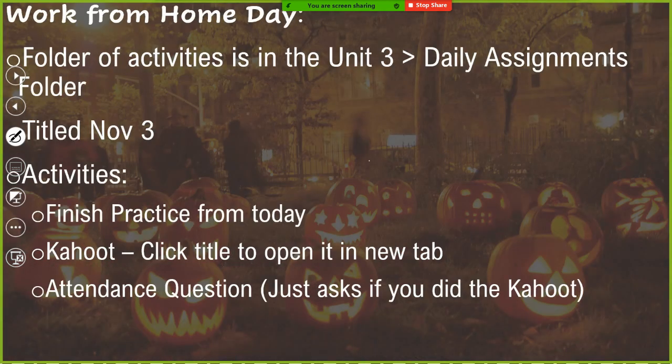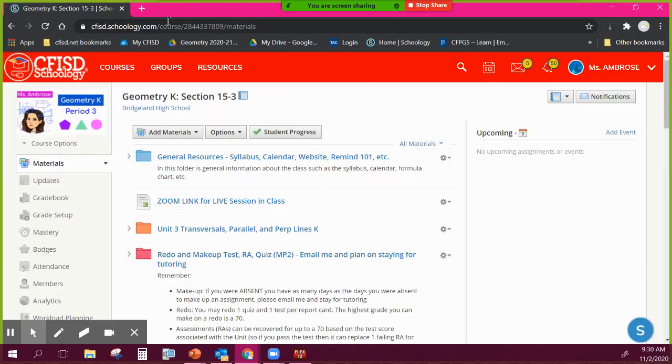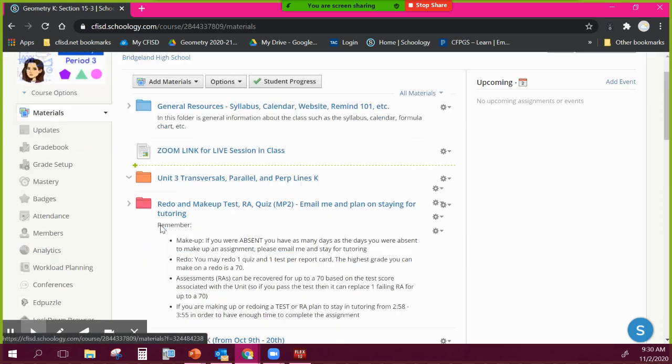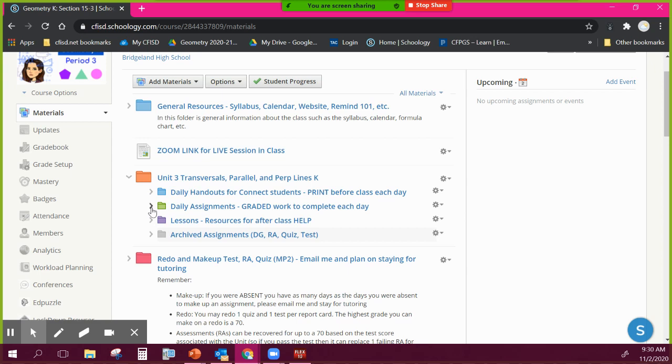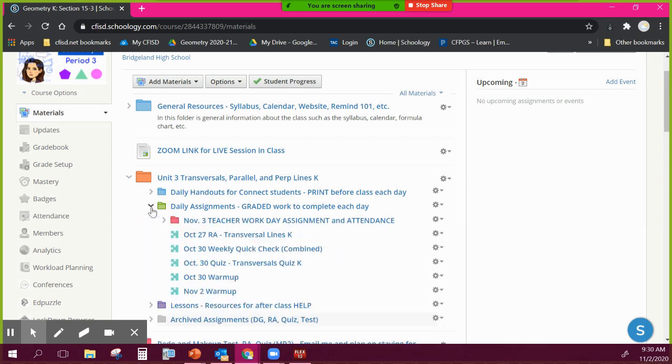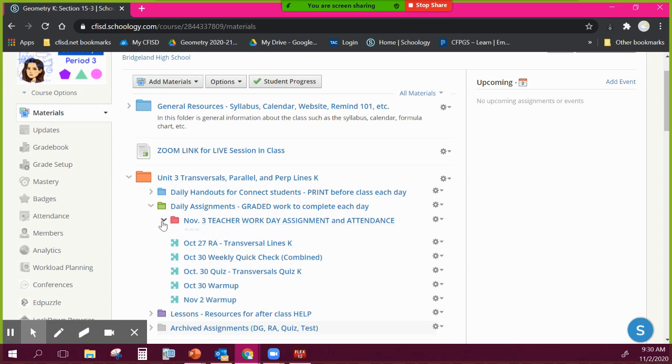So in your work from home day, so we've talked about that really mainly, it's just going to be to finish the practice that you're going to get today. There are 2 things in Schoology for it, so I wanted to show you what those are and what they look like. Okay, so if you go to Unit 3, you'll see daily assignments, which is where we normally have our warm-up and stuff. You'll see this folder, November 3rd, teacher workday, assignment, and attendance.